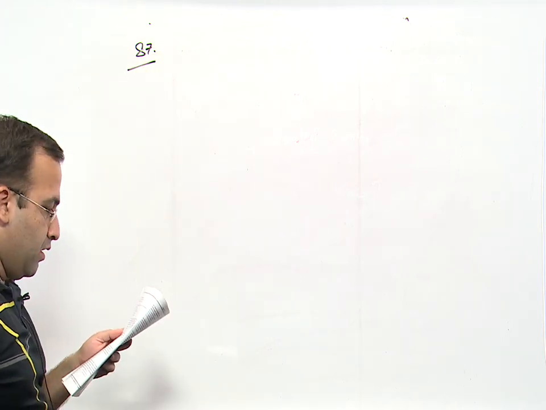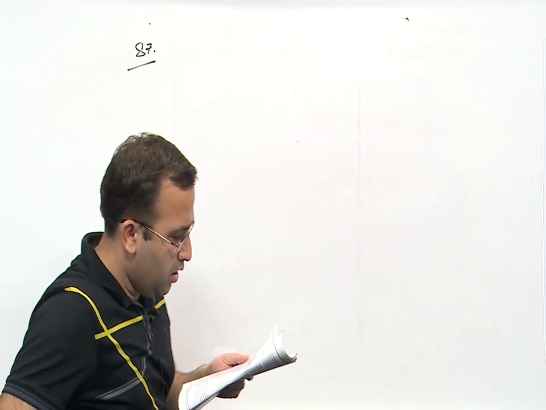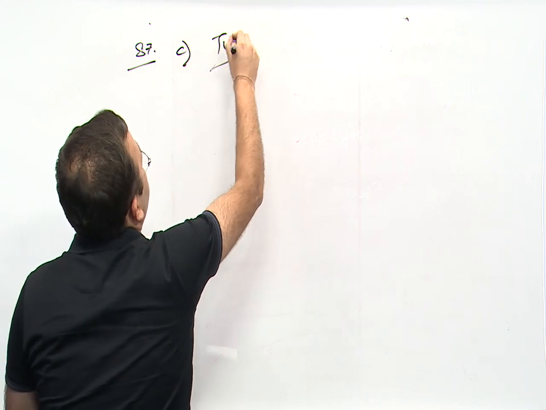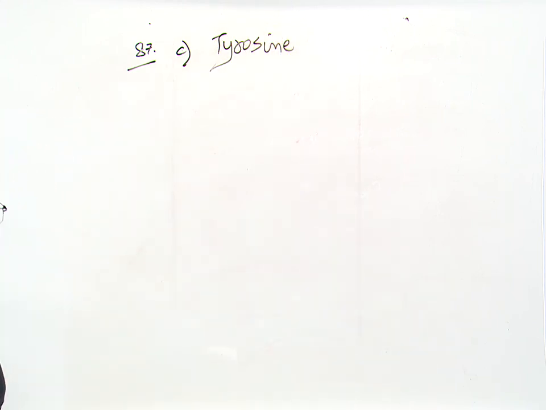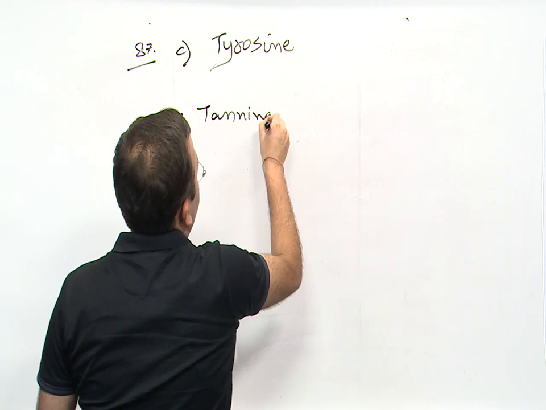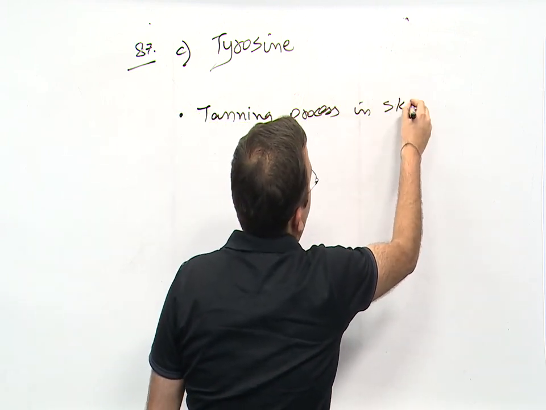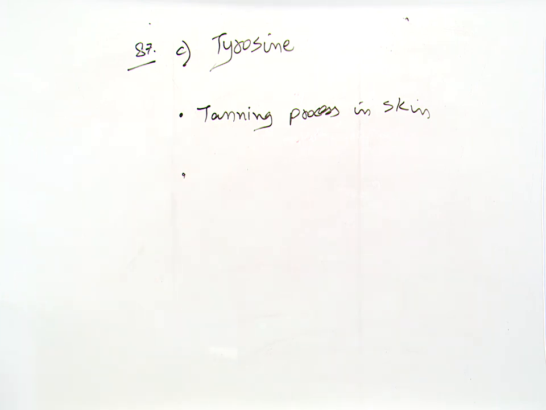Question 87. A 29-year-old man, desert safari, dark complexion. Which contributes the most? Tyrosine. The answer is C, that is, it is mediated by tyrosine. Why? Because this is the tanning process which is taking place in the skin.